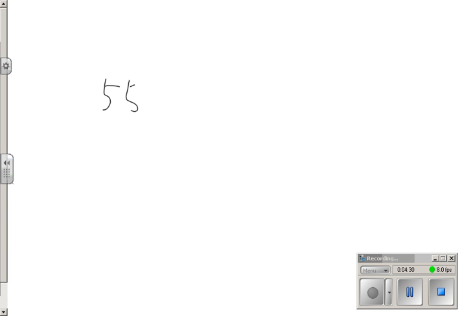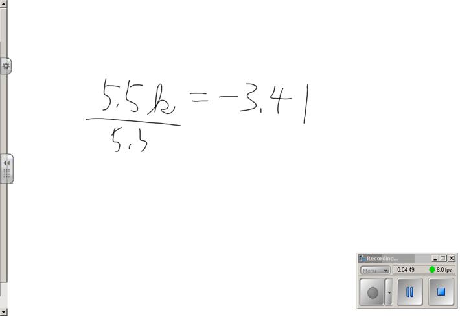The second example is 5.5k. This is the bottom of 297. Equals negative 3.41. Well, this is much easier even than the last one because I don't have a fractional coefficient. I have a numerical coefficient. It's actually a fraction too because it's a decimal, but that's another story. Divide both sides by 5.5. Divide this side by 5.5. Multiplying by 5.5 and dividing by 5.5 leave me with k.